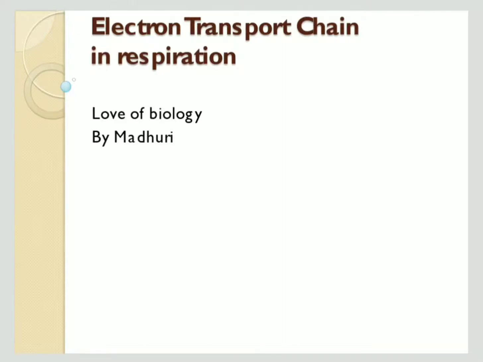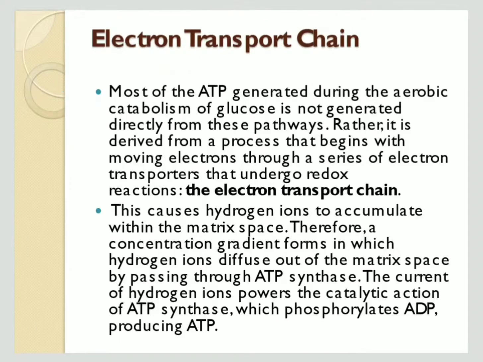Today we are going to learn about the electron transport chain in respiration. Most of the ATP generated during the aerobic respiration of glucose is not generated directly from these pathways. Rather, it is derived from a process that begins with moving electrons through a series of electron transporters by redox reactions, that is the electron transport chain.